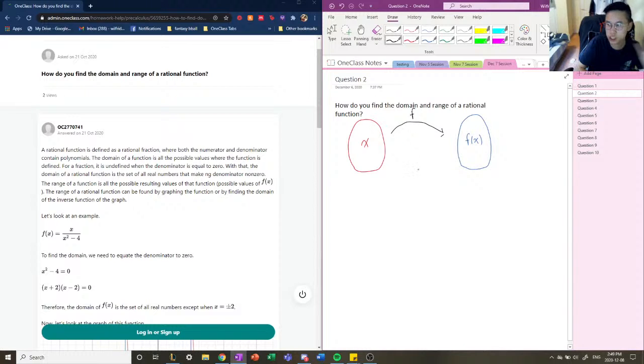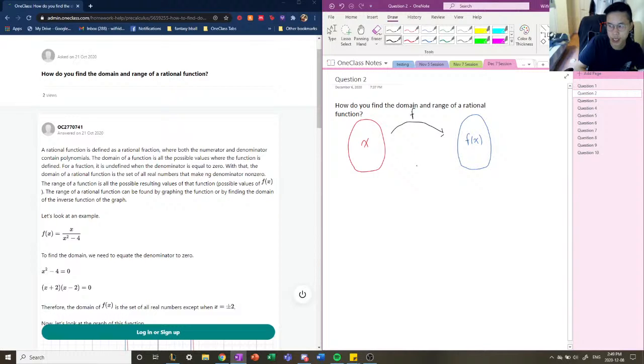A function's primary purpose is to map one value to another through a set of rules, a set of axioms, or a function kind of thing, right? So the domain is all the values of x that define f of x. So all the values of x that lead to f of x.